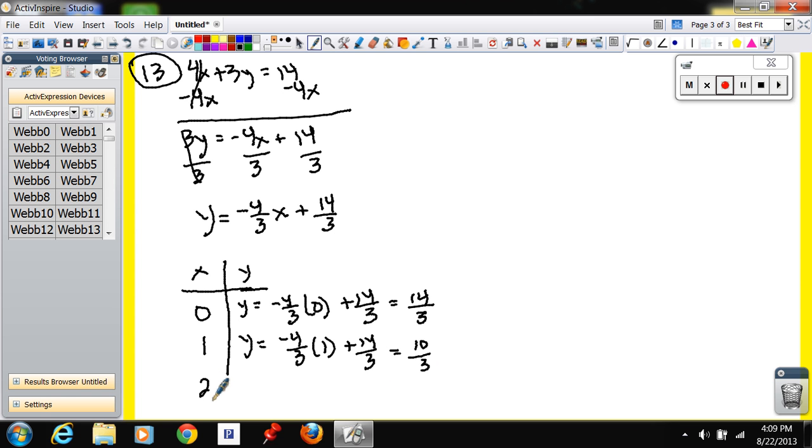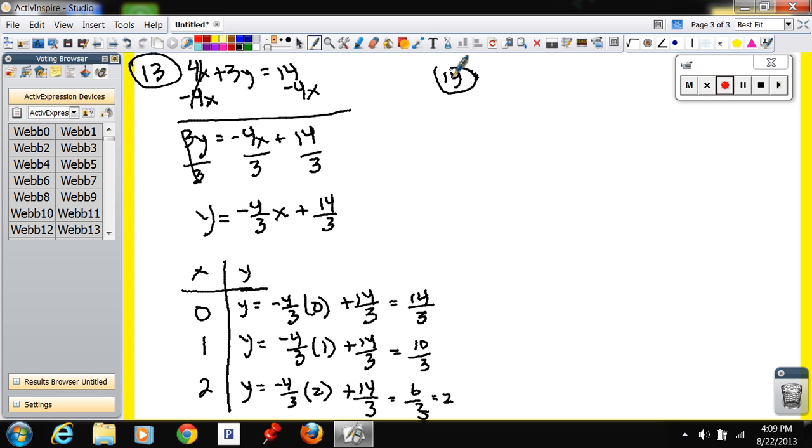And then number 2, you plug that in, negative 4 thirds times 2 plus 14 thirds. You notice you went down by 4, so you're going to go down by 4 more, you're going to get 6 thirds. It actually equals a 2. 6 divided by 3 is 2. 14.